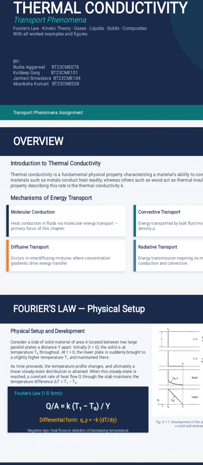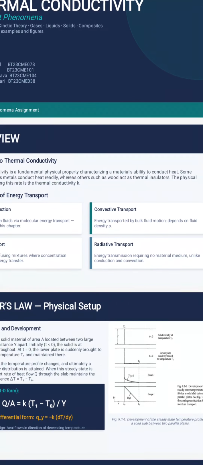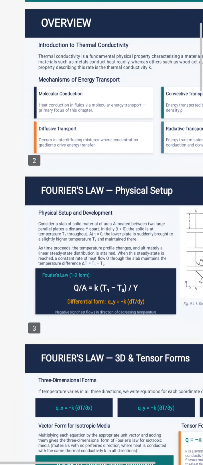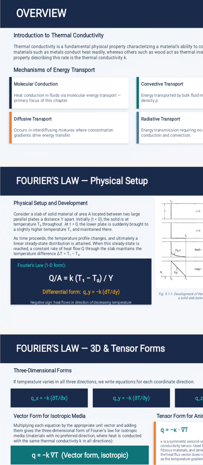Next is diffusive transport, which occurs in interdiffusing mixtures where concentration gradients drive energy transfer. Next is radiative transfer. Now in this, a medium is not necessarily required, unlike conduction and convection. Now we will be studying molecular conduction in a bit more detail.